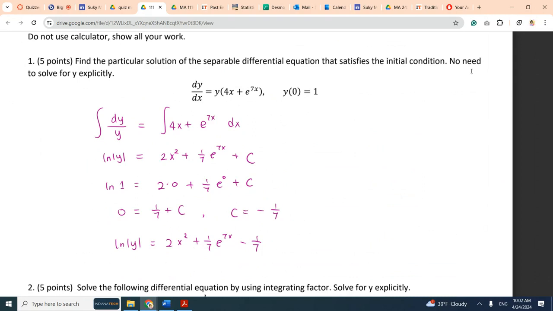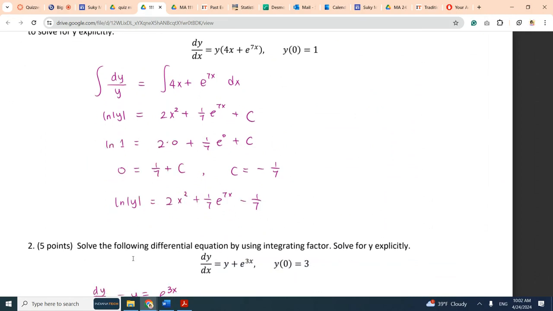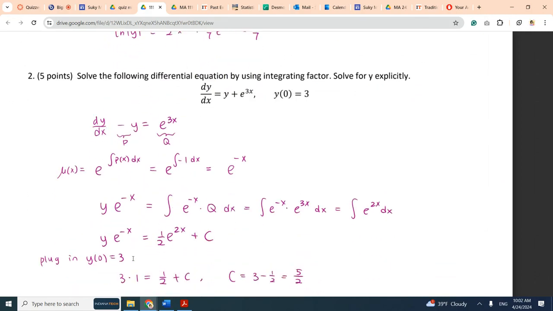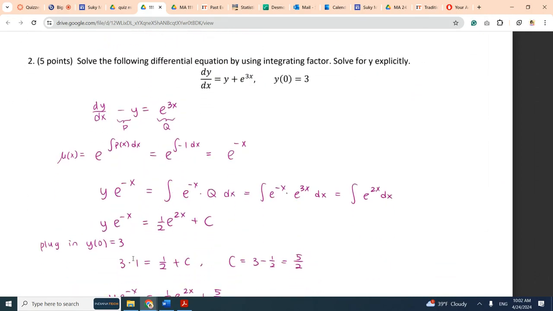And the problem says no need to solve for y explicitly. So you don't have to say y equals something. Just leave it like that. And then number 2 is the first order linear. We want to make it to the standard form. The standard form is you want your dy dx on the left, and you also want your y on the left hand side. But here you want to subtract y.